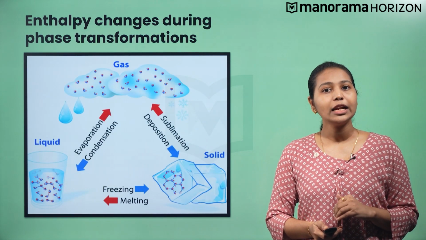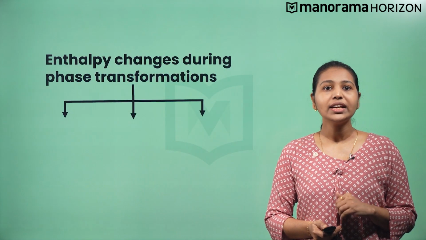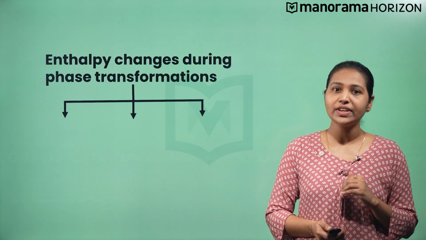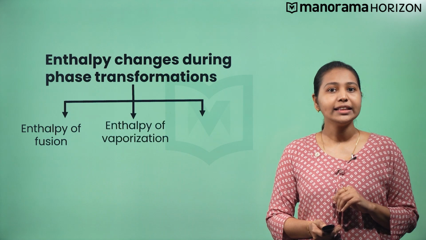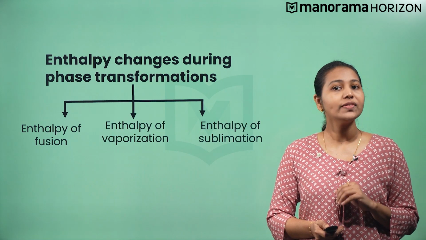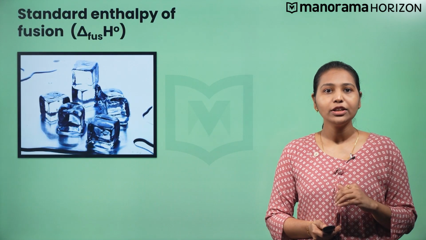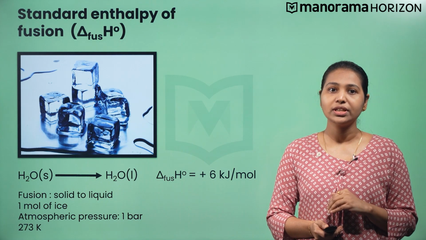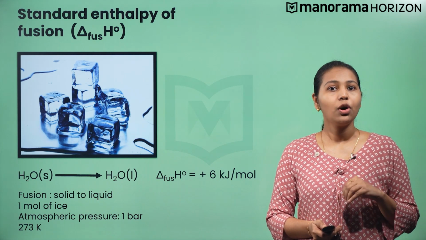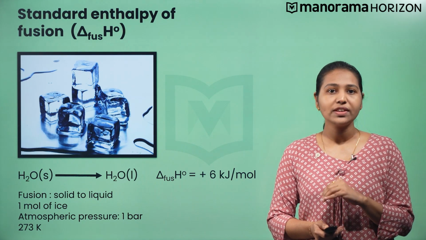Let us discuss the enthalpy change during different phase transformations in detail. In general, enthalpy changes accompanying these phase changes may be classified into 3: the enthalpy of fusion, enthalpy of vaporization, and enthalpy of sublimation. Let's see each of these in detail. Consider melting of 1 mole of ice. Usually, melting occurs at a constant pressure, that is at atmospheric pressure. Also, during this phase change, temperature is constant, that is 273 Kelvin.